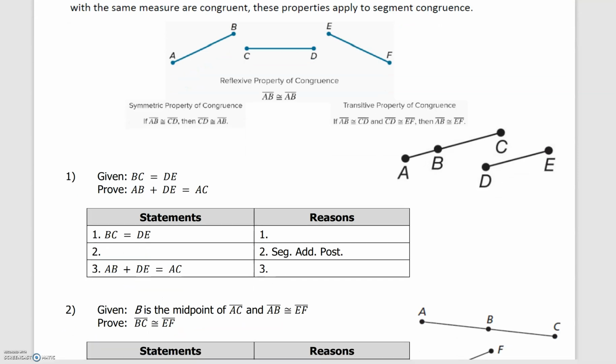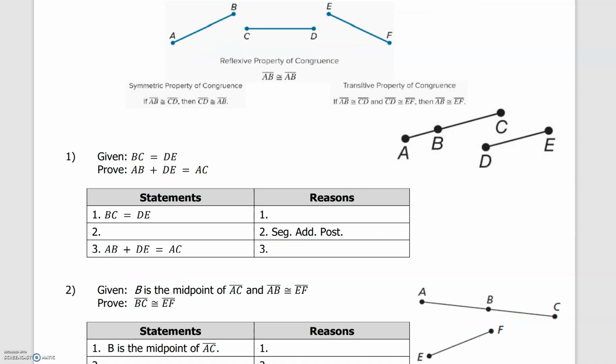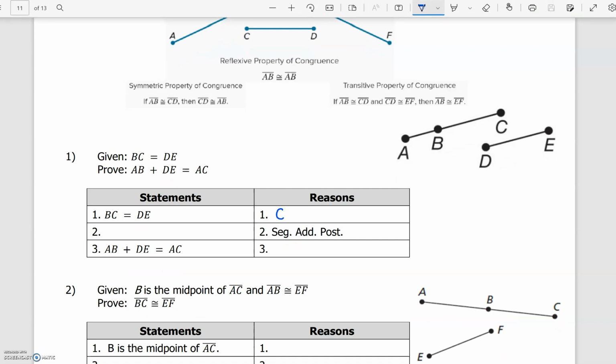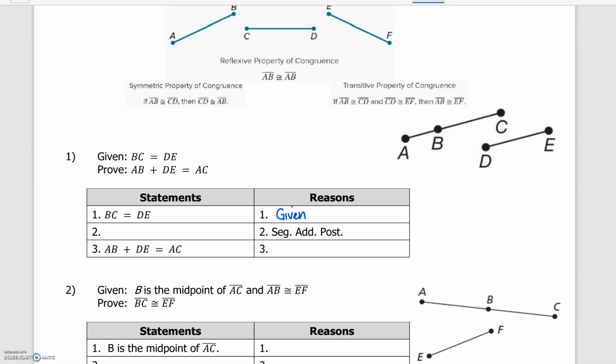So no other new reasons. We're going to be using our reasons that we've seen in the past. So remember, our first reason is always given, usually. The next, it says segment addition postulate. So which one actually could we add segments? It looks like this segment here has two parts and then a whole. So we're going to add AB plus BC. The left plus the right equals the total AC.